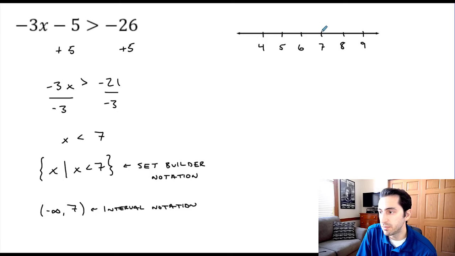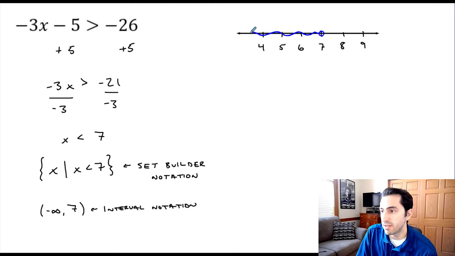So at 7, because we're not including 7, we don't have the "or equal to" part, we're going to use an open circle. That indicates we're getting right up next to 7, but not quite there. And then to represent this entire inequality, we're going to shade the part of the number line that represents our solution set. So we want all the values that are smaller than 7. So we want everything that is less than 7.